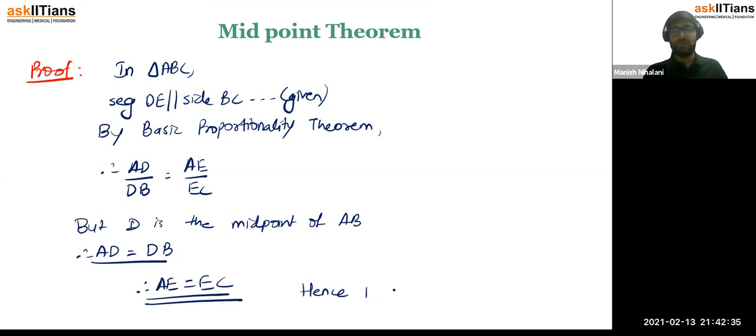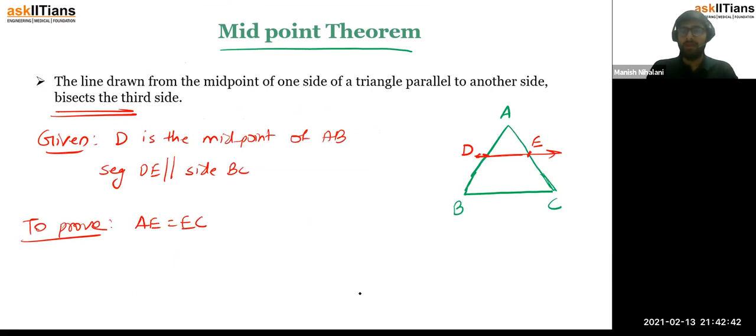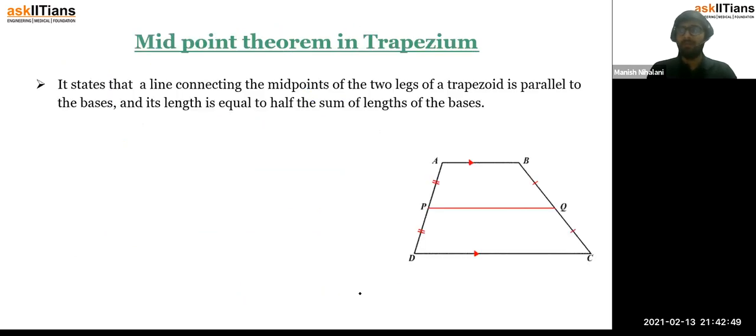So this is how we say that the midpoint theorem says that the midpoint of one side of a triangle also bisects the other side, right? Now the same theorem is also applicable in a trapezium. So we would say if the trapezium is ABCD, so we have a trapezium A, B, C, and D.